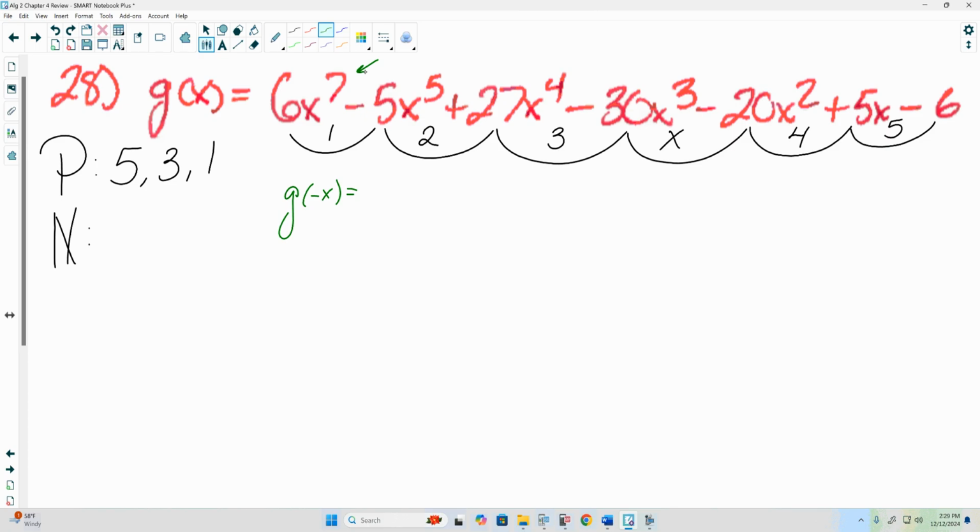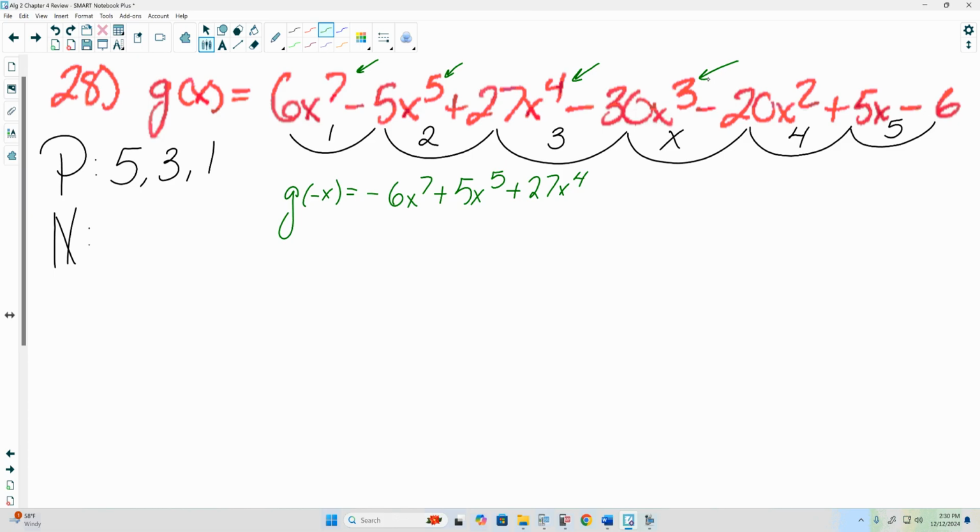So 6x to the 7th. 7 is odd, so we change the sign from positive to negative 6x to the 7th. Our next exponent is 5. Since that again is odd, we change the sign from negative to positive 5x to the 5th. Our next exponent is 4. 4 is even, so the sign stays the same. So it's going to stay positive 27x to the 4th.